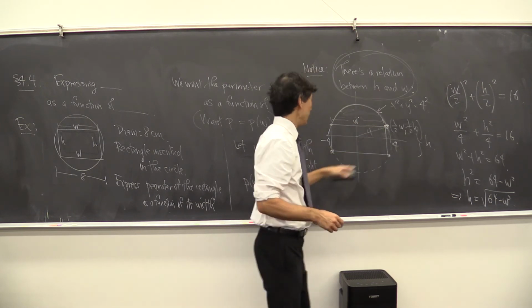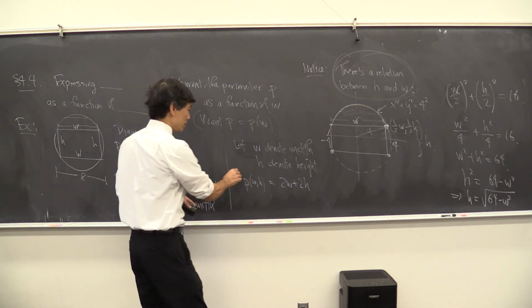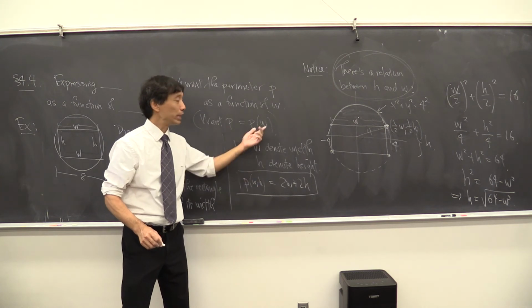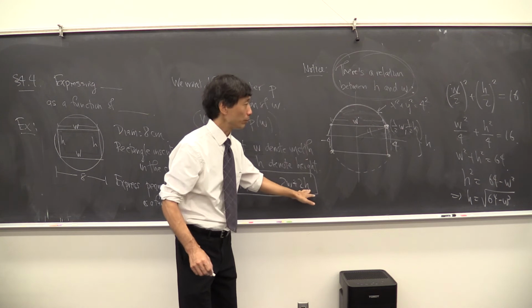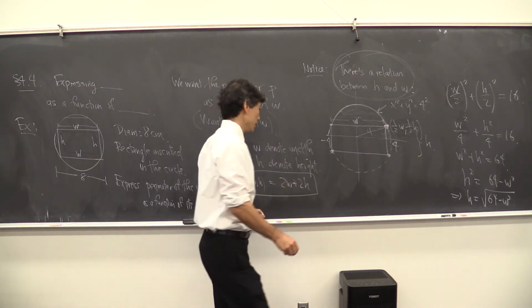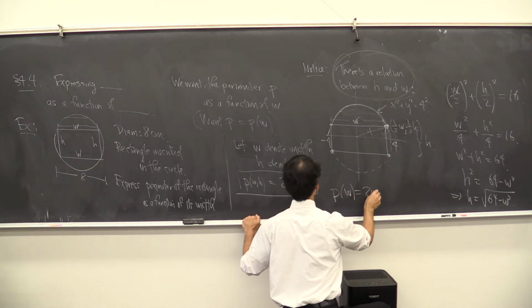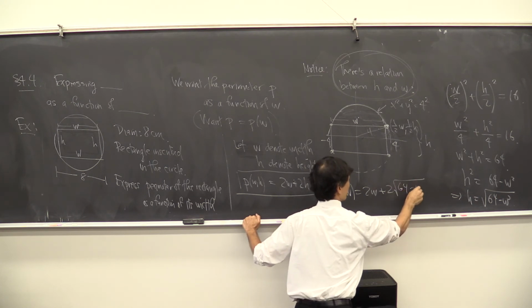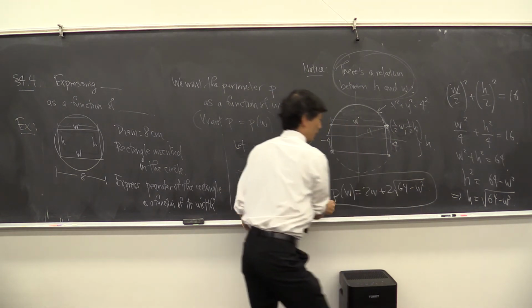Okay, and then coming back here, we wanted to express the perimeter only in terms of w. So we got this expression for h in terms of w, so we just substitute that in. We can write the perimeter as 2w plus 2 root 64 minus w squared, and that would be the expression.